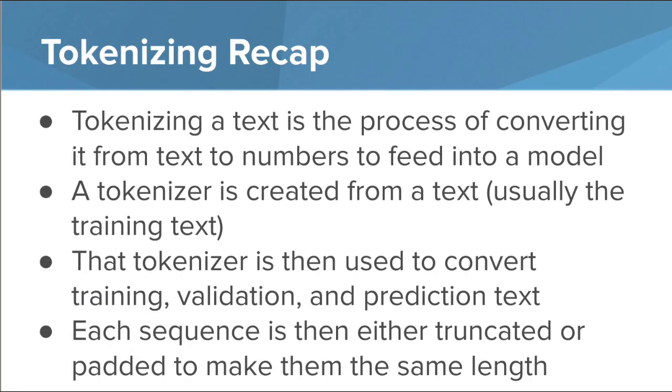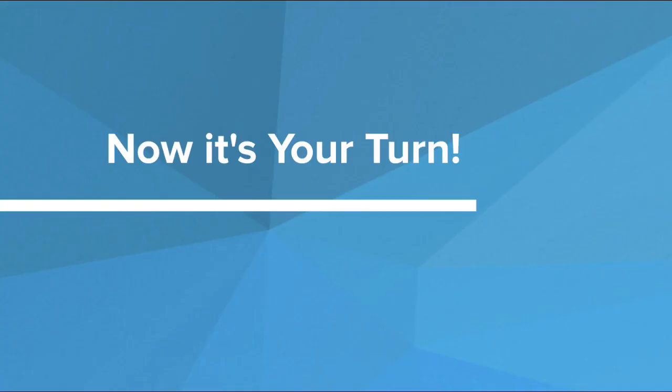As a recap, remember these steps are used to prepare your text for an NLP model. The tokenizer is created based on the training data, but then can be used to translate any text data that is used for the model, whether it's training data, validation data, or model prediction text. In the next video, you'll see how we can use this in a model. Now it's your turn to explore tokenizing.